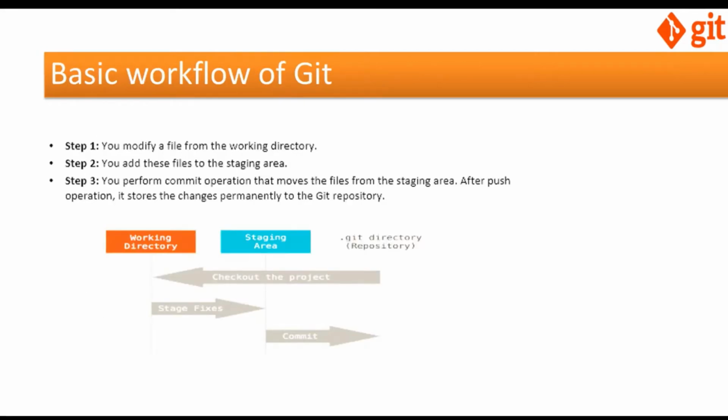So, the basic workflow of Git. Step one, you modify your files in the working directory, or you add them. Step two, you add these files to the staging area. Step three, you perform commit operations that move the files from the staging area. After push operations, it stores the changes permanently to the Git repository. Once it's done, the Git directory repository will be created. So first you do the checkout, stage the fixes, and then do the commit.